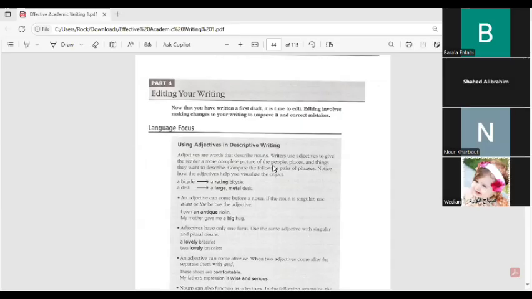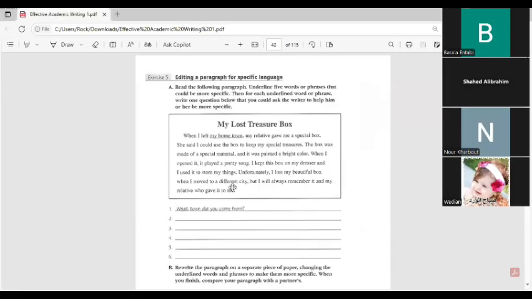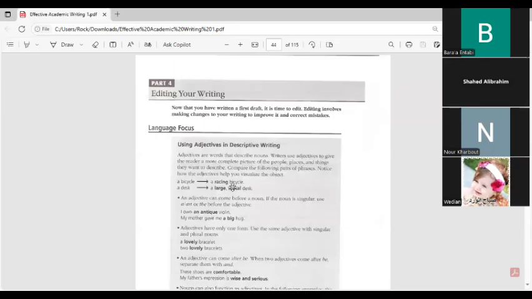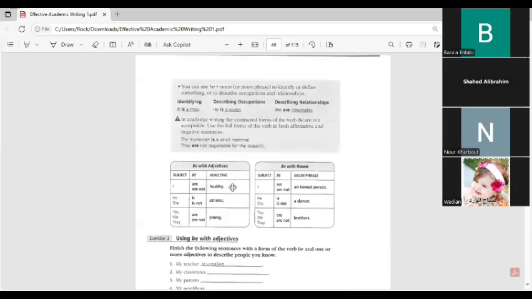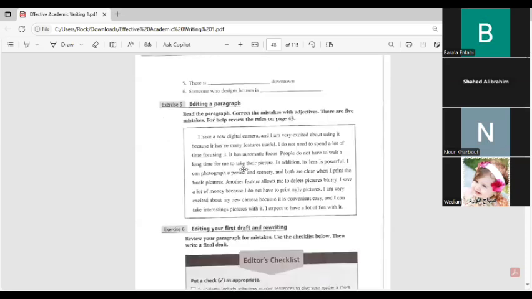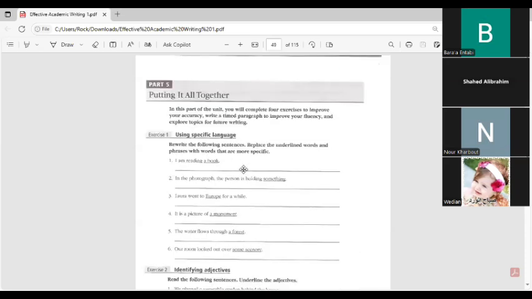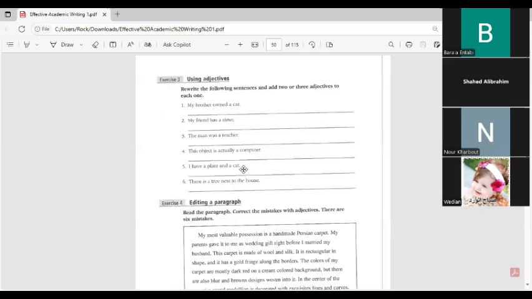Yes, we're talking about this part, which is so easy. It is right after the homework, which is part 4. It's talking about being descriptive and using adjectives. For example, underline the adjective and so on. You can do it yourself. We don't need to study it together, but you can do it yourself. Just reading. It's not difficult at all.